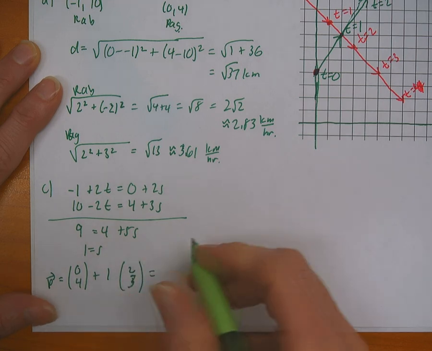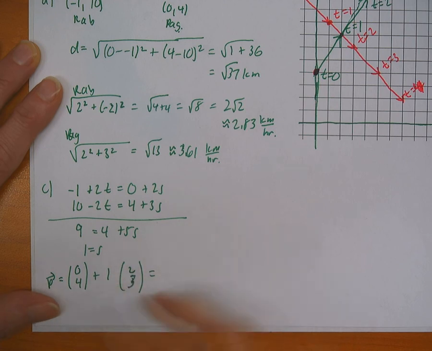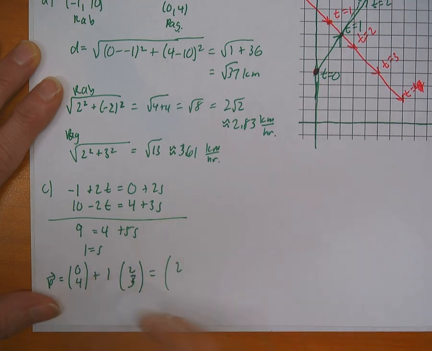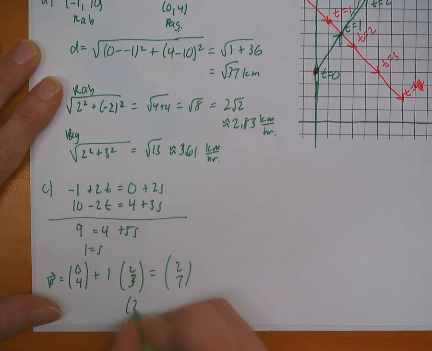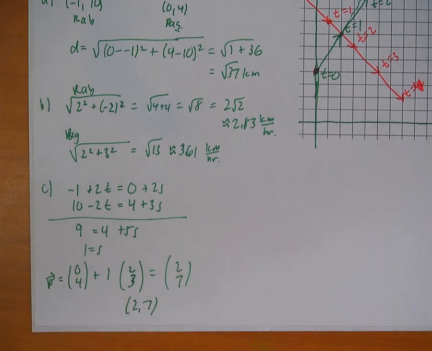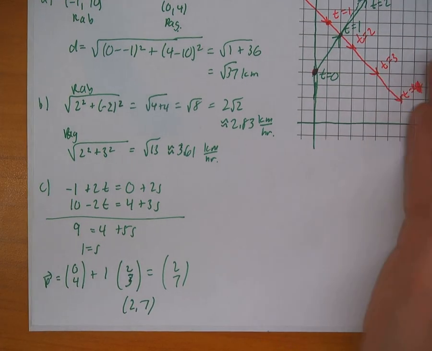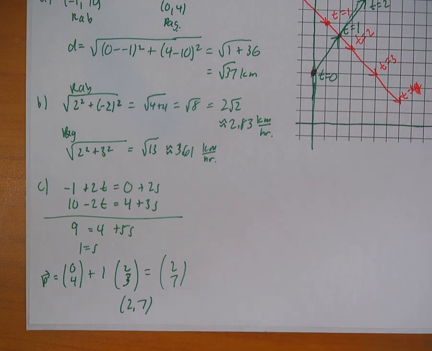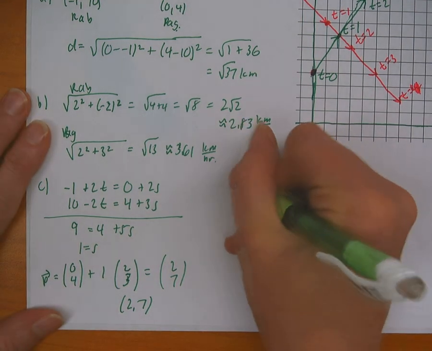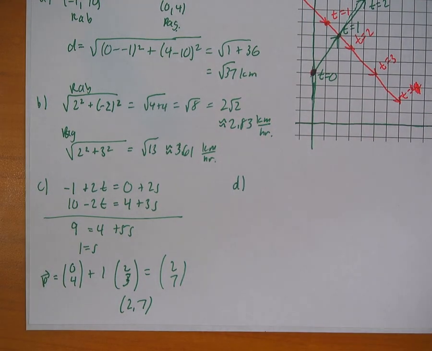So I'm going to get 2... or no, not 2, 3. I'm going to get 2 and then 4 plus 3, so 2, 7. So the same answer either way, whether you use a graphical approach, if that's possible for the problem, or we can use an algebraic approach like we see here. So 2 comma 7. Part D, explain why the boats will not collide.